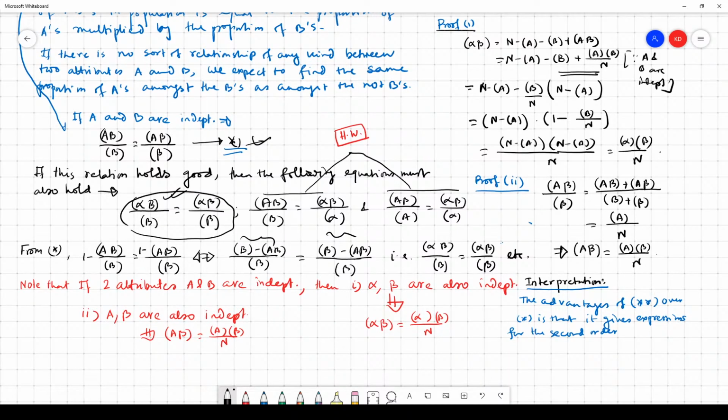The advantage of double star over star is that it gives an expression for second order frequency in terms of the frequencies of the first order and the total number of observations.